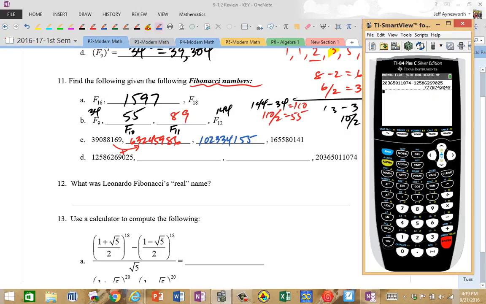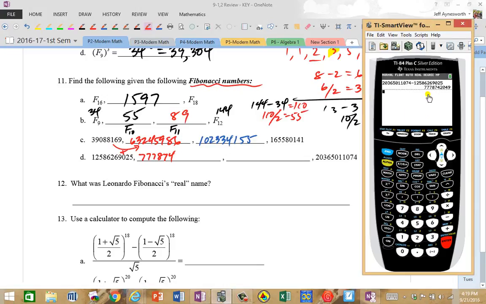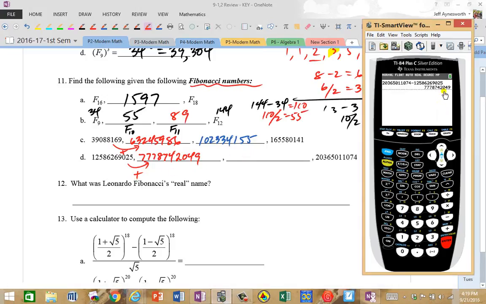So we have 777,874, 777,874, 2049. 2049. Now we add these two to get the next term. So I add 125,862,69025. That'll give me the next term, which is huge.